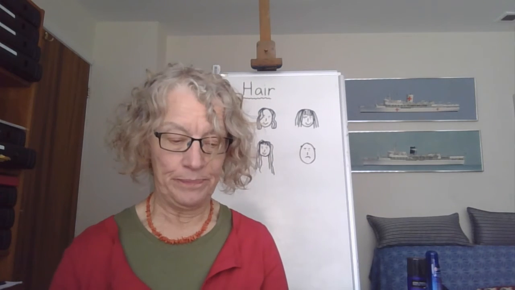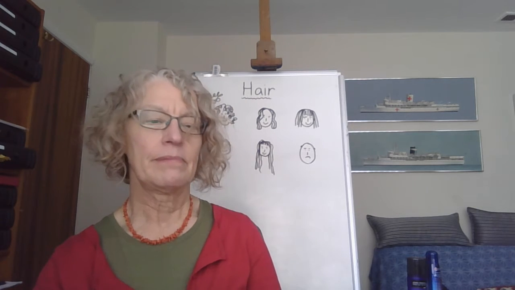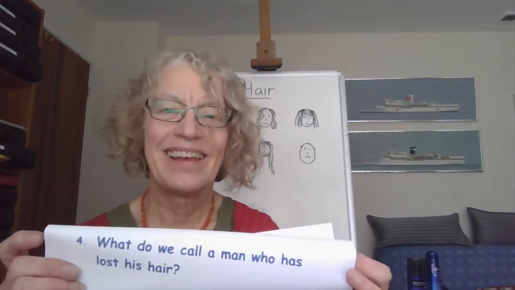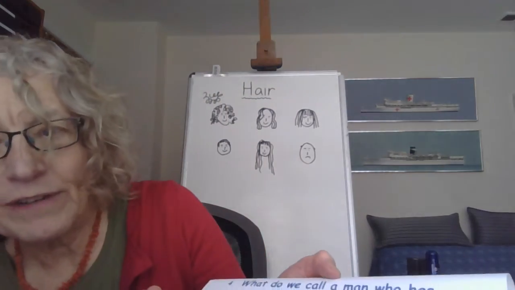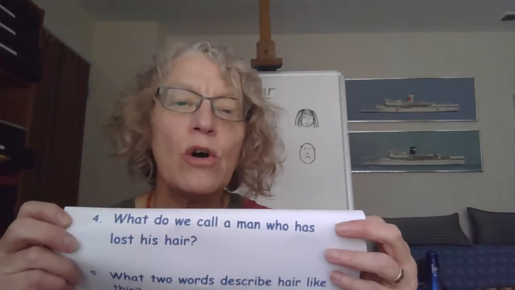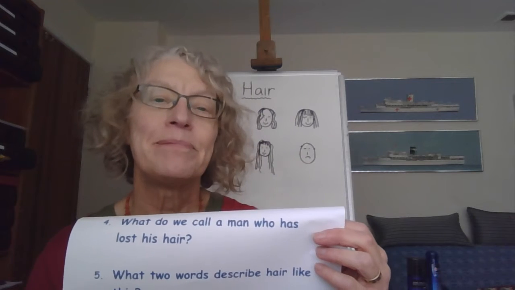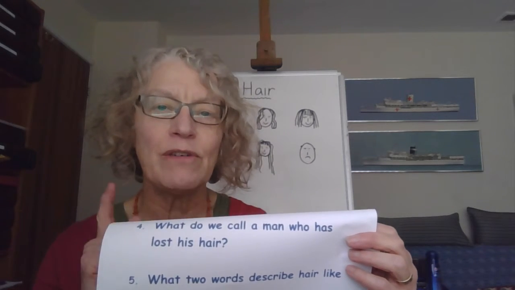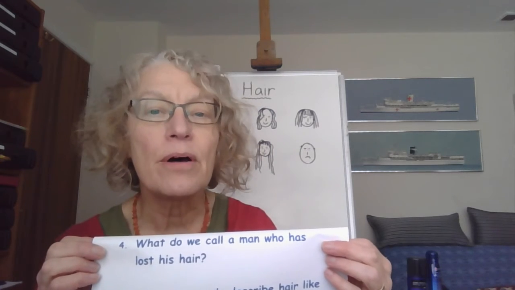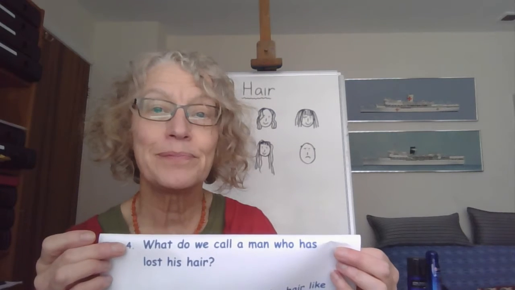Number 4. You've got to remember this one. I'm not giving you any clues. What do we call a man who has lost his hair? There's a special word. I'll give you a clue. It begins with B. So write down the answer by number 4.